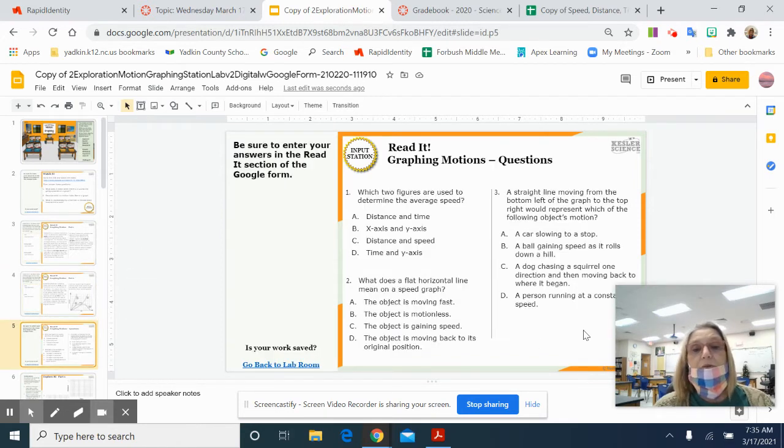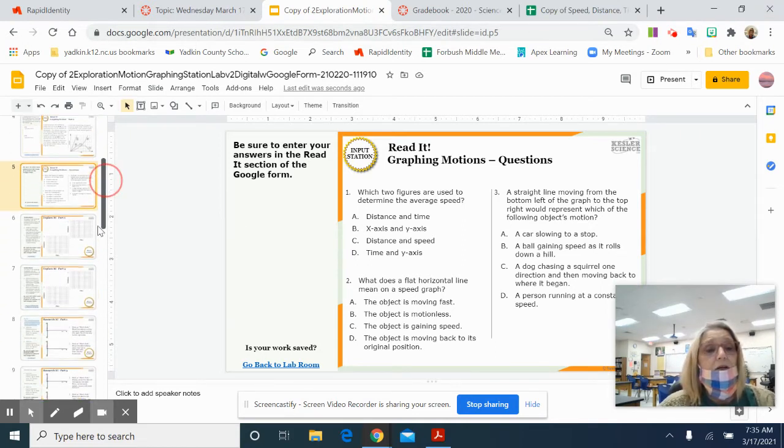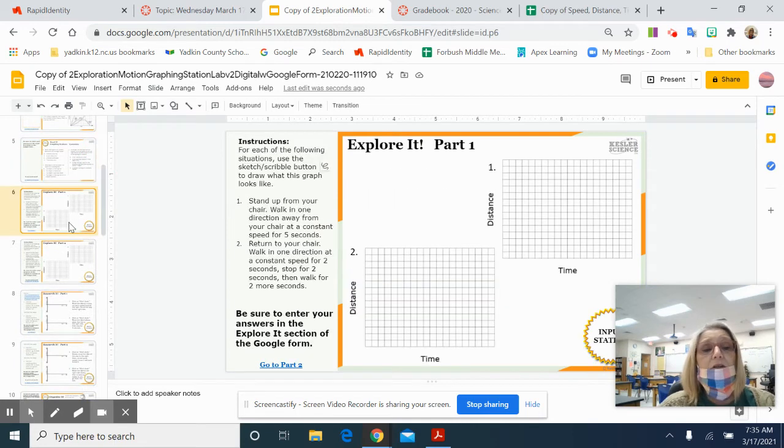Okay, then we have the read it questions. And this is where you would just put one and then put the letter, because I'm thinking that's what you're going to put in to the Google Doc. Okay, we scroll on down. These are graphs.